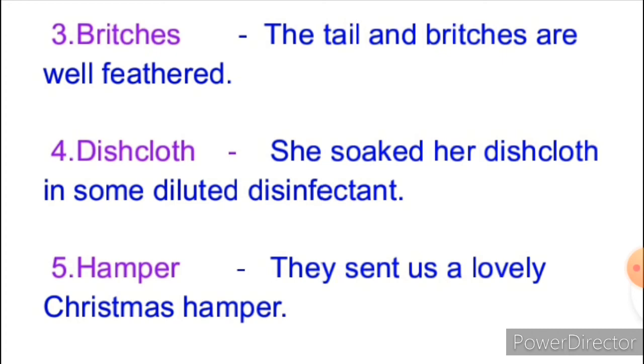Now again read the sentence children. The word dishcloth represents a cloth used for washing dishes. She soaked her dishcloth in some dilute disinfectant. Look at the spelling for disinfectant children. D-I-S, dis, infectant, F-E-C-T-A-N-T, disinfectant. She soaked her dishcloth in some dilute disinfectant.